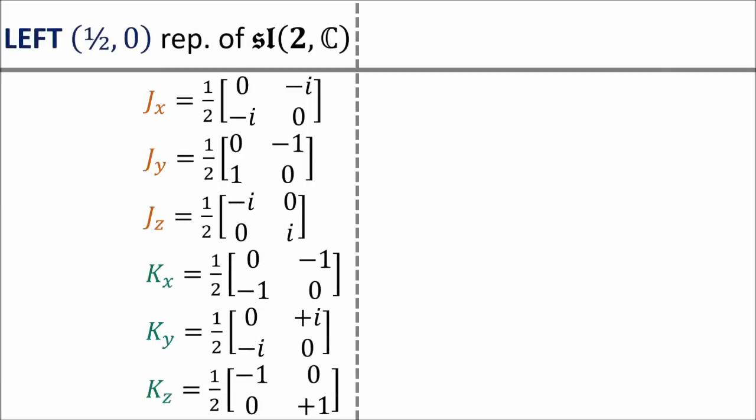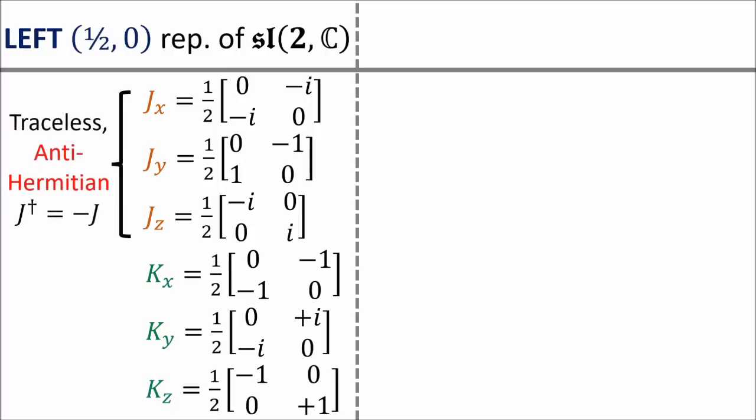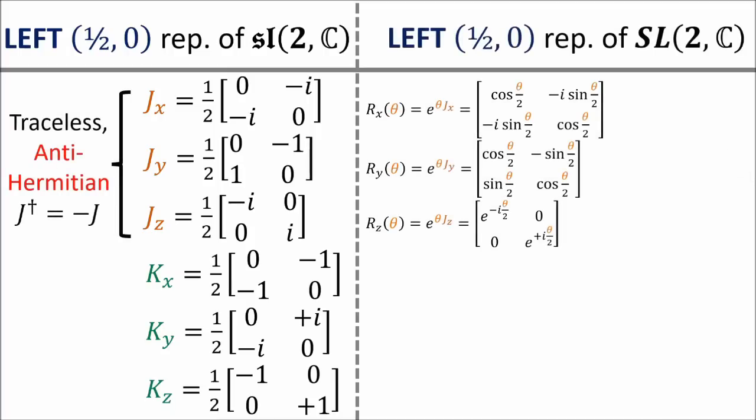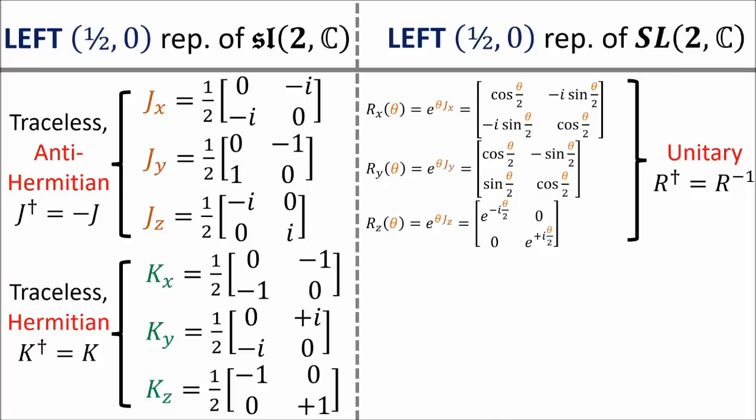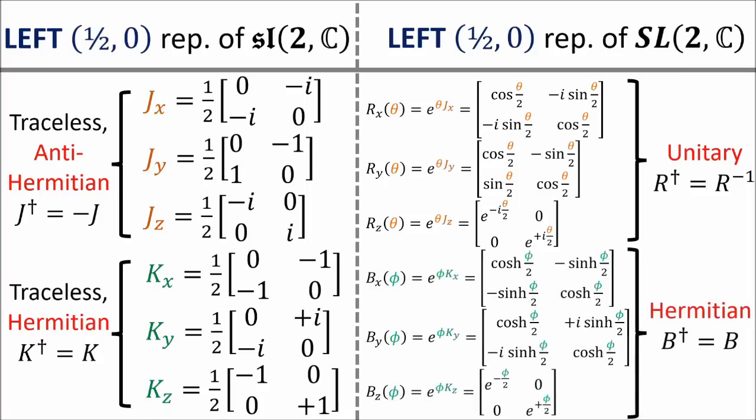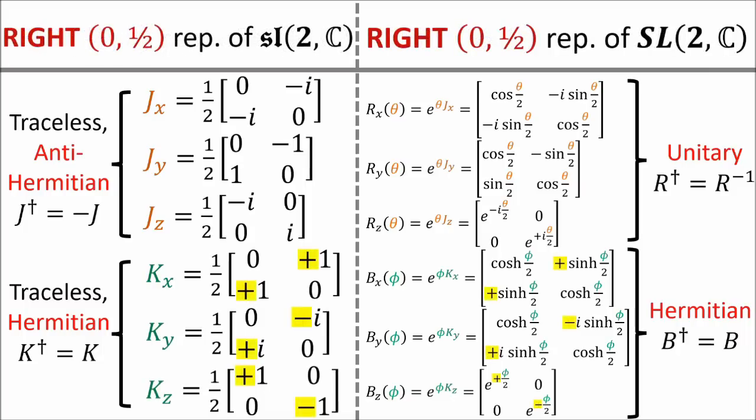So let's look at how this works out with actual matrix components. We know the left spinor Lorentz algebra representation has these 6 matrices. The anti-Hermitian rotation generators give unitary rotation matrices, and the Hermitian boost generators give Hermitian boost matrices. The right spinor representation matrices are the same, but the boosts go in the opposite direction. In other words, these are the inverses of the left boost matrices.